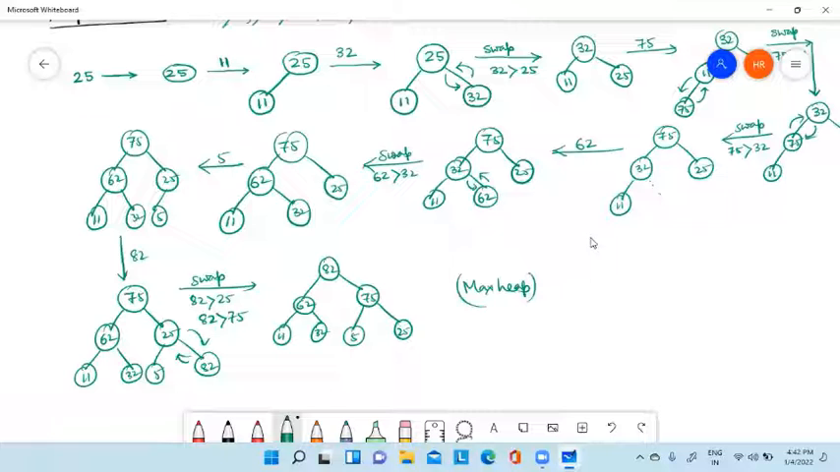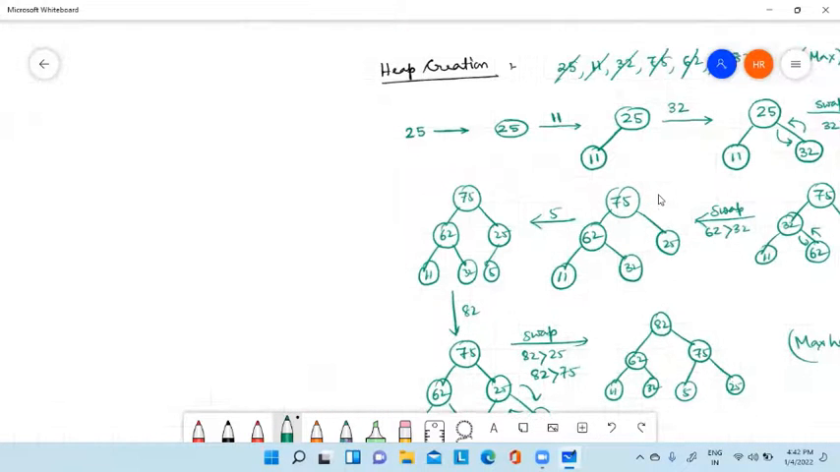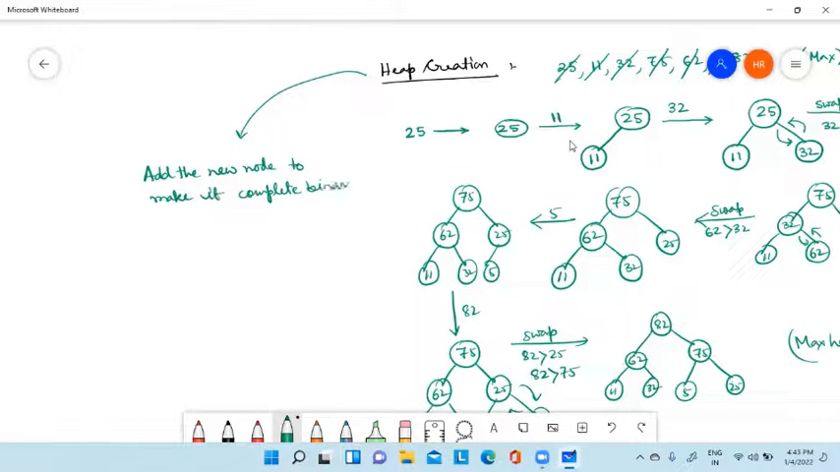How to create a max heap? Again, step by step. First, you have to make a complete binary tree. So if we write the algorithm of this heap creation, then we will write it like this. Add the new node to make it a complete binary tree.